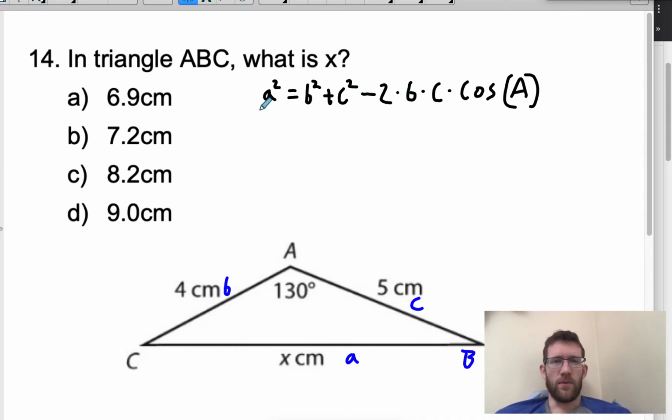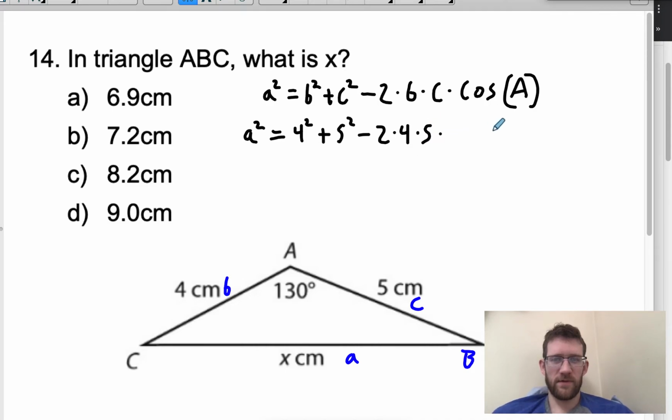So we know of these 4 variables, we know 3 of them. A is our missing one, little a here. So I'm going to keep a squared by itself, equal to b squared. Well, b is 4, I'm just going to write it in. 4 squared plus c, which is 5, squared minus 2 times 4 times 5 times the cosine of angle A, which is 130.